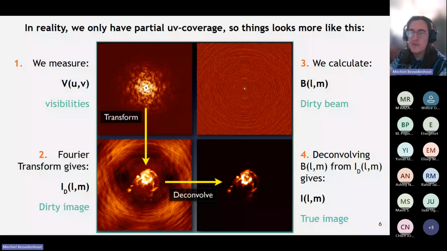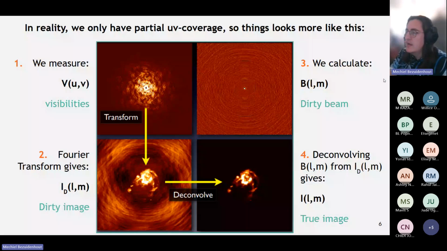Fortunately, we don't have to stick with this dirty image. We can improve it by doing something called deconvolution. To do that, we first calculate what's called the dirty beam of the telescope, which is also called the point spread function, or PSF, of the telescope. You can think of this as the image that you would get from the telescope if you were to point at a single point source in the sky. So if you were only to observe a single point of light with nothing else in the sky, that gives you your dirty beam, or PSF.